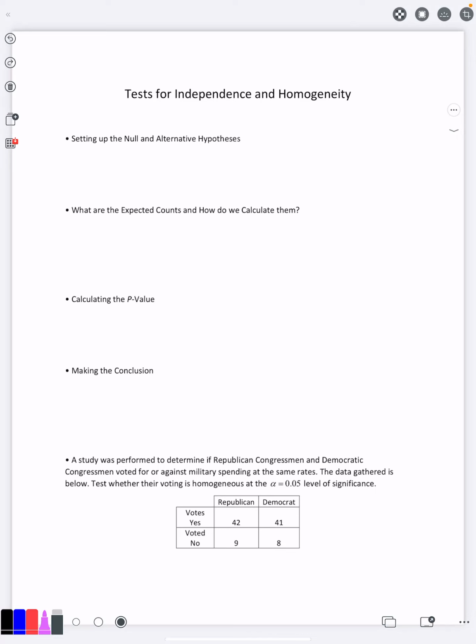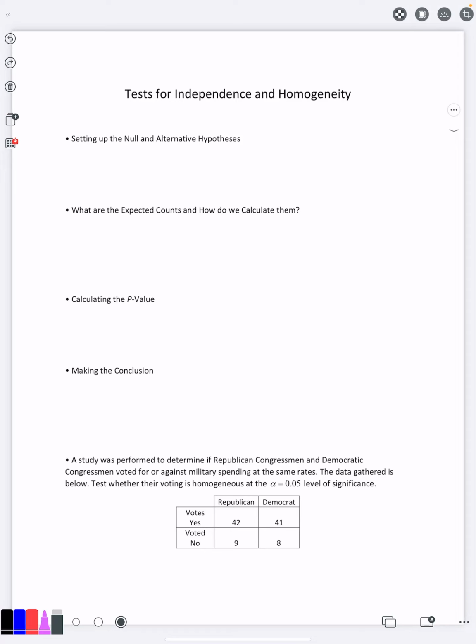In this video, we're going to cover what are called tests for independence and homogeneity. So the idea of these types of tests is you have a qualitative variable, and then you have maybe different populations or a second qualitative variable, and you want to see whether or not the percentages in each category are the same for each part of the population you're talking about.